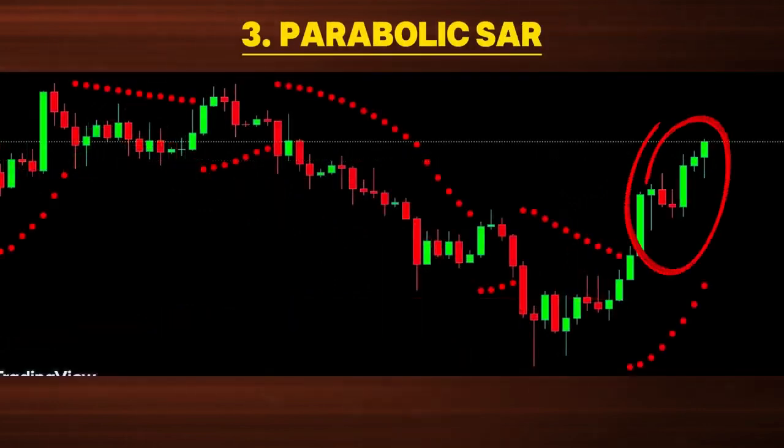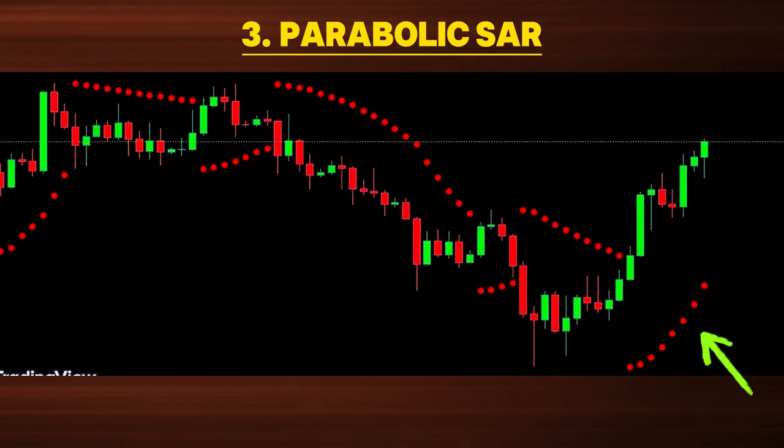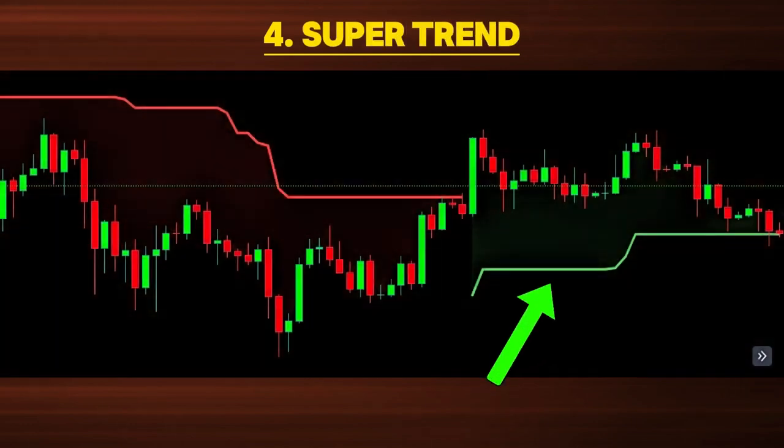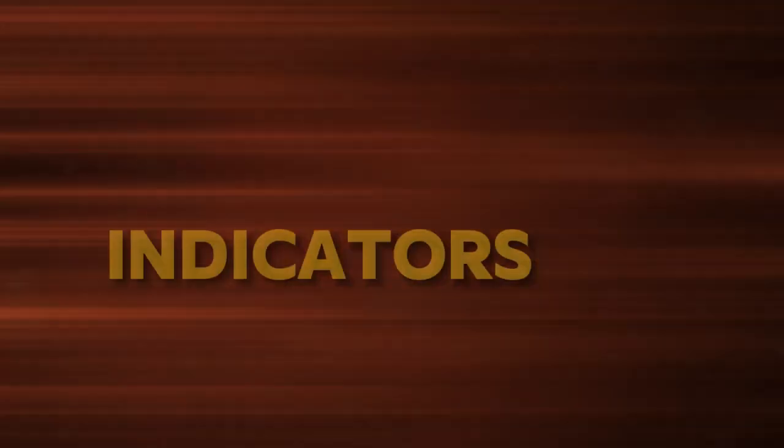The parabolic SAR indicator shows a bullish trend when the dots are below the price and a bearish trend when they are above the price. A green trend indicator denotes a bullish trend, whereas a red signal denotes a bearish trend.